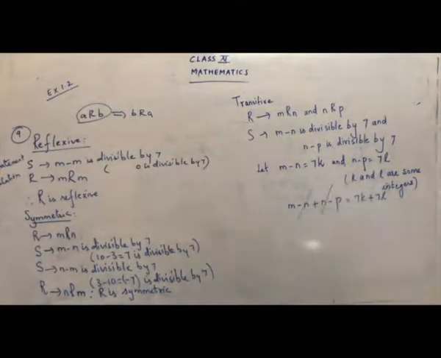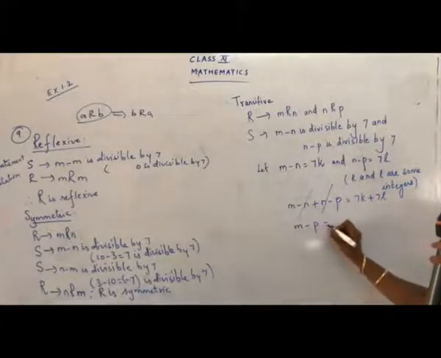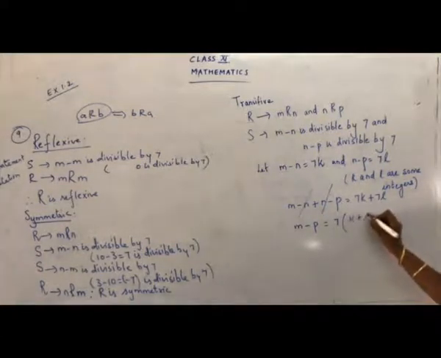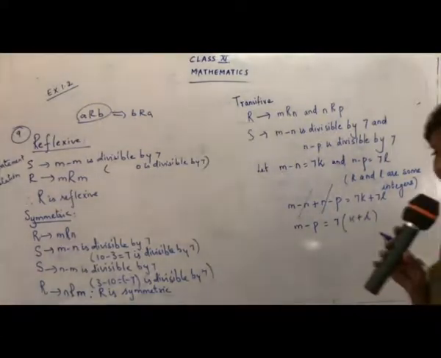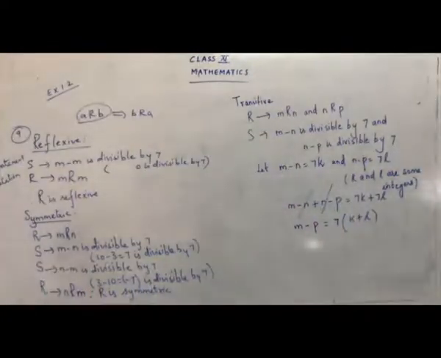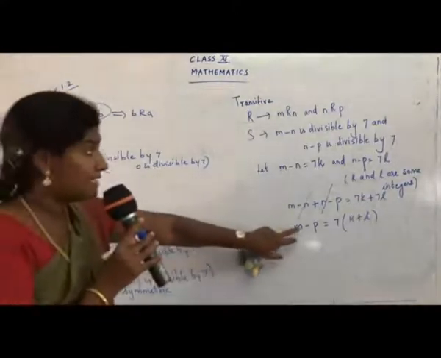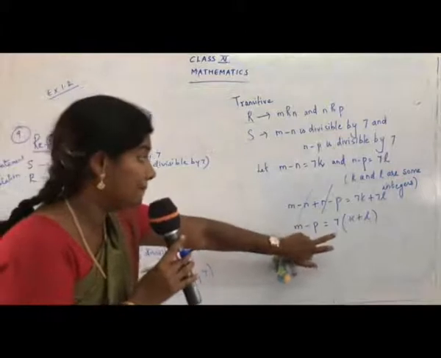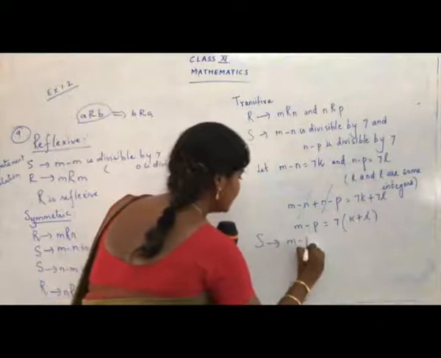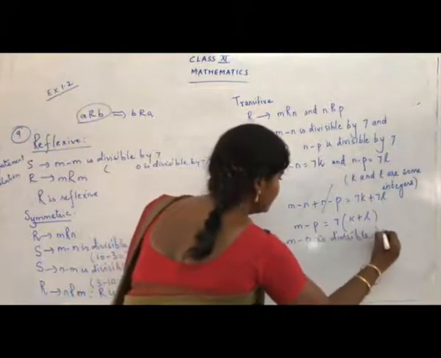Minus n plus n gets cancelled. What is left here? m minus p is equal to 7, which can be taken common. What is left here? k plus l. You get m minus p is equal to 7 bracket k plus l. So this says that m minus p is divisible by 7. You write the statement: m minus p is divisible by 7.